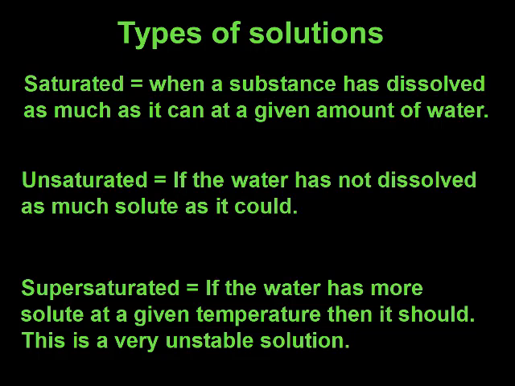And then supersaturated is if the solvent has more solute at a given temperature than it should. This is an unstable solution. An example of this would be if you are at a restaurant and you have a glass of tea. If you add just one crystal of sugar to that tea, it's likely going to dissolve.